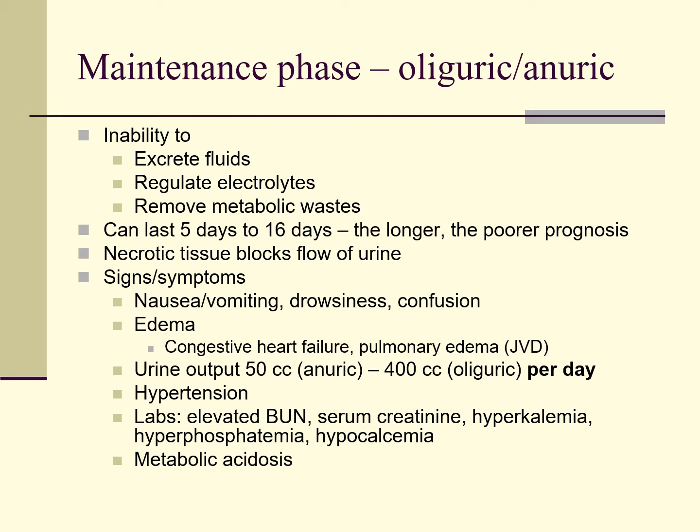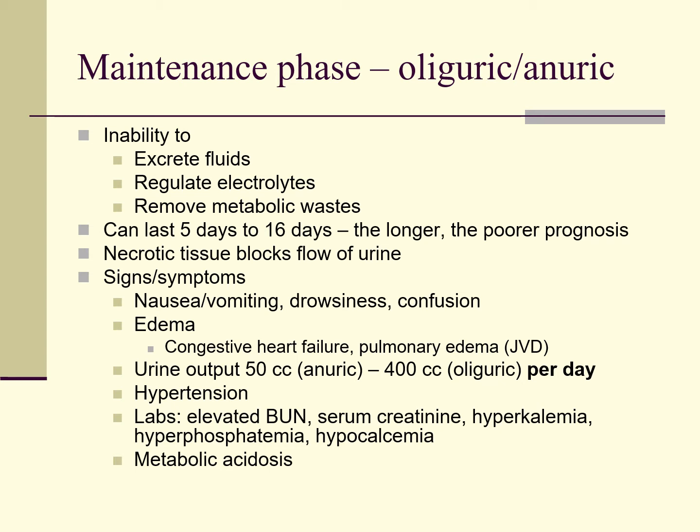And here's our output per day. So even if they're producing 50 cc's of urine, they'd call that an anuric output. 400 only is oliguric. So they'll develop hypertension, and think for a moment why they would develop hypertension. And that's correct, they're overhydrated. So they're overhydrated, and there's more volume in the vascular system, therefore more pressure.